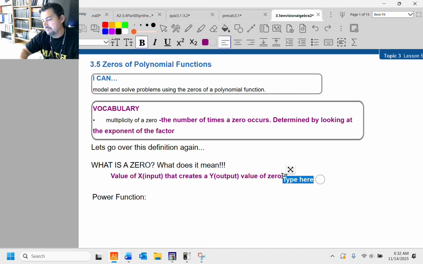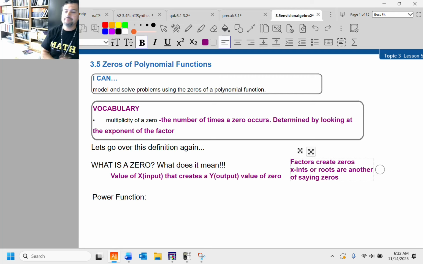Now, lots of things in math mean the same things, okay? They really do. We can think of things like this, that factors create zeros to some degree. They are synonyms with x-intercepts or roots. They're just another way of saying zeros. And you need to know all that.